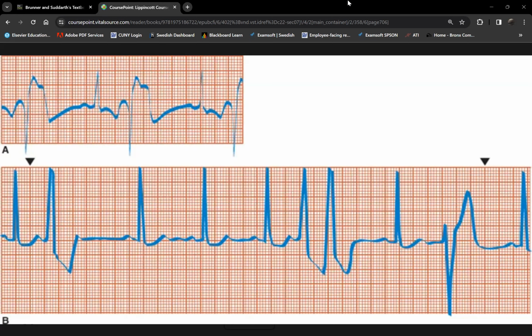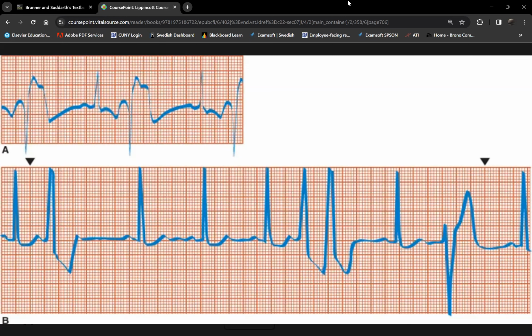How about this one now? 1, 2, 3. Okay, if there was only one, we call it trigeminy. However, again, we can't call it a trigeminy because there are two in a row. So this one will just be called couplet. Okay, so as you can see, can you estimate the heart rate in this particular pattern of rhythm?